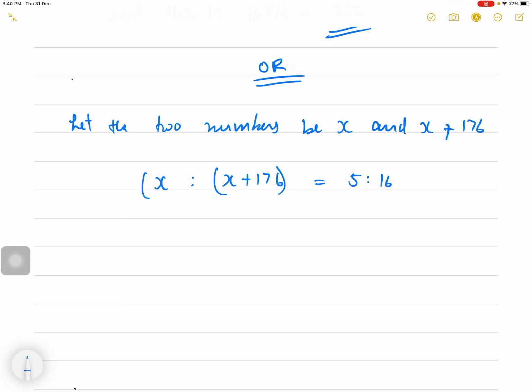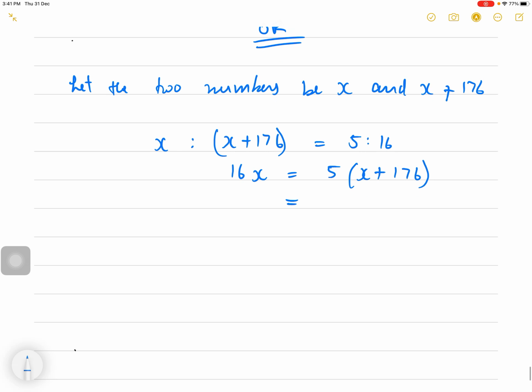So x is to x plus 176 is in the ratio of 5:16. So when I have this, I can find the value of x and I can find the value of x plus 176. So 16x is equal to 5 into x plus 176. So 5 into x is 5x plus 176 into 5.